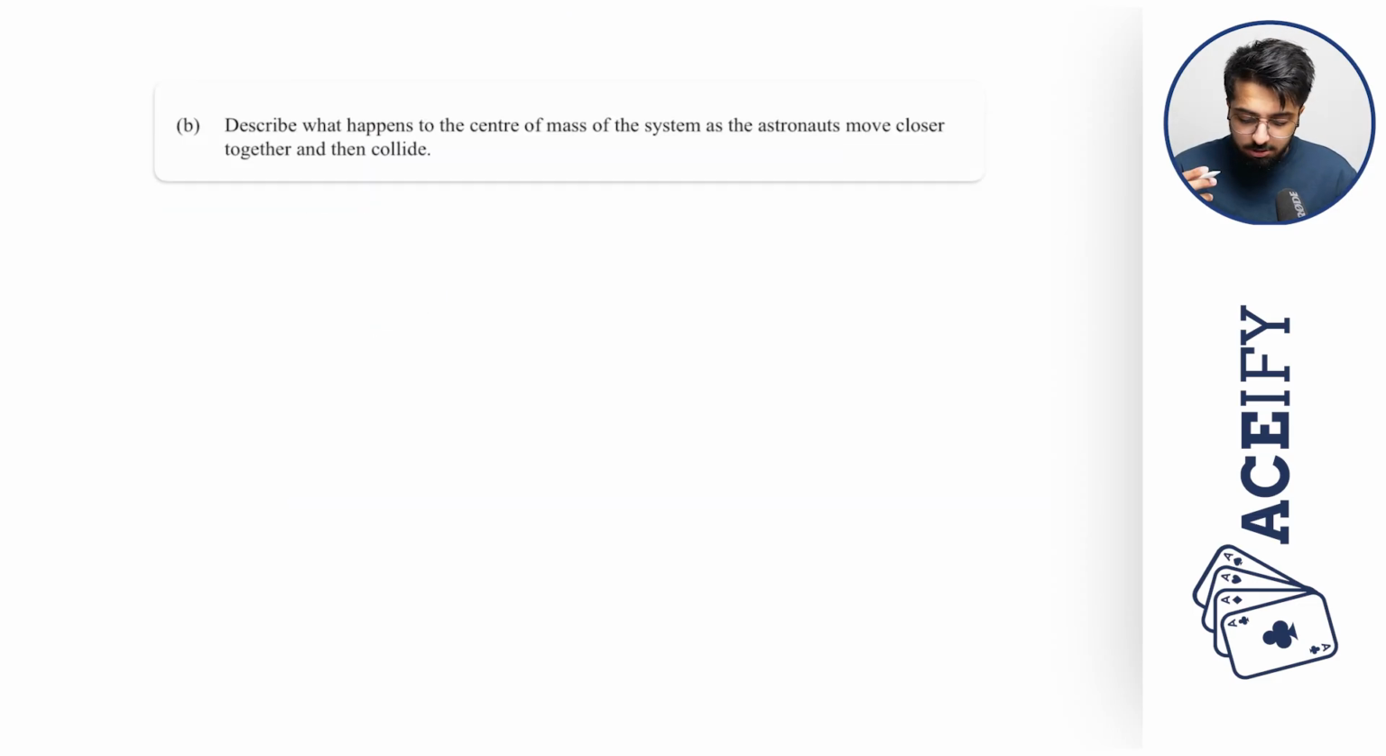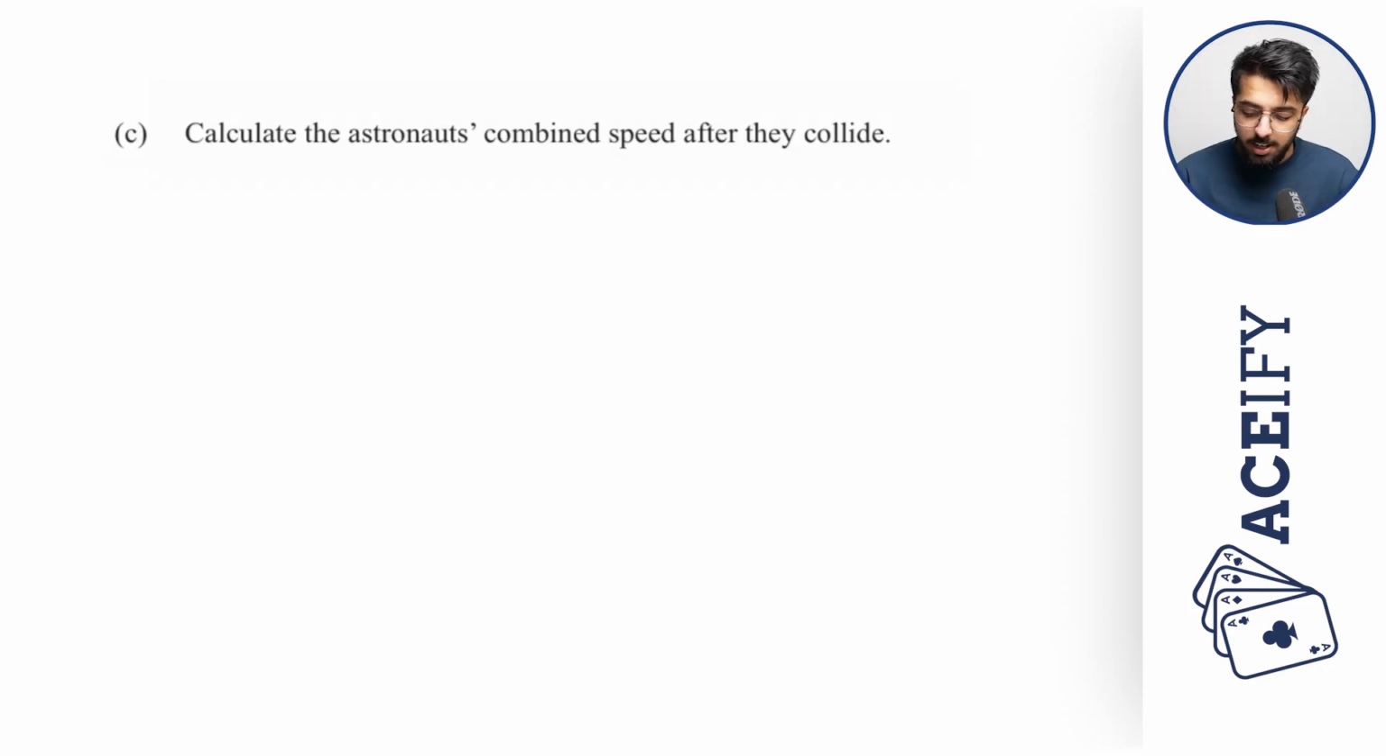Describe what happens to the center of mass of the system as the astronauts move closer together and then they collide. So assuming no external forces and therefore momentum is conserved, the center of mass of the system will continue to move at a constant velocity. Alright, and you can write that in. Calculate the astronauts' combined speed after they collide.